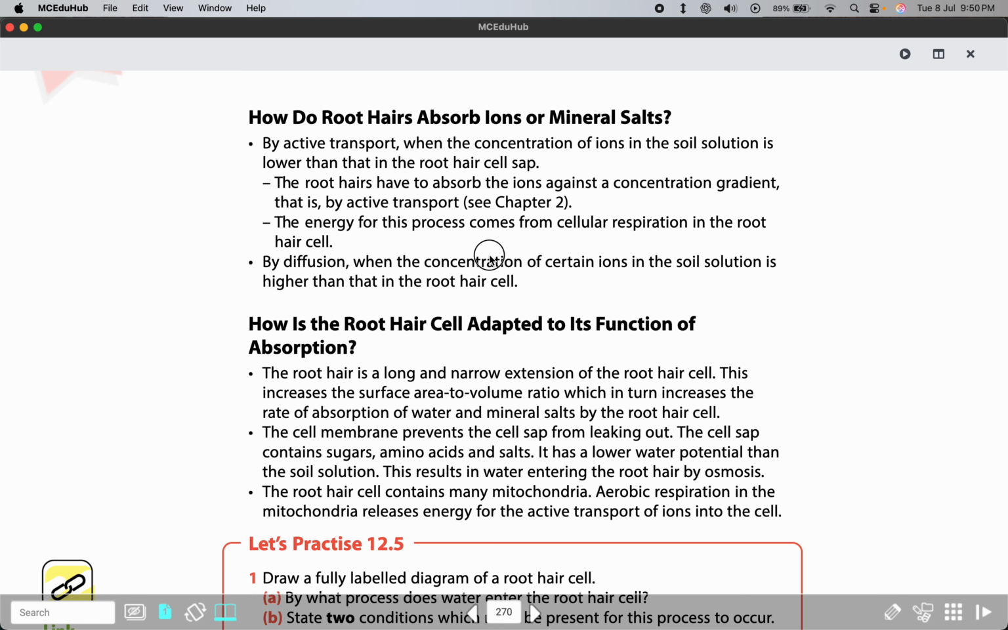Sorry, just repeating myself over here. Root hair cells absorb ions and mineral salts by active transport when the concentration of ions in the soil solution is lower than that in the root hair cell. So you have to absorb it against the concentration gradient by using active transport, and you actually have to use energy from cellular respiration in the root hair cell. In fact, root hair cells do have more mitochondria than a normal cell to give this energy for active transport. But mineral salts can also enter by diffusion when the concentration of the ion in the soil is higher than in the root hair cell.